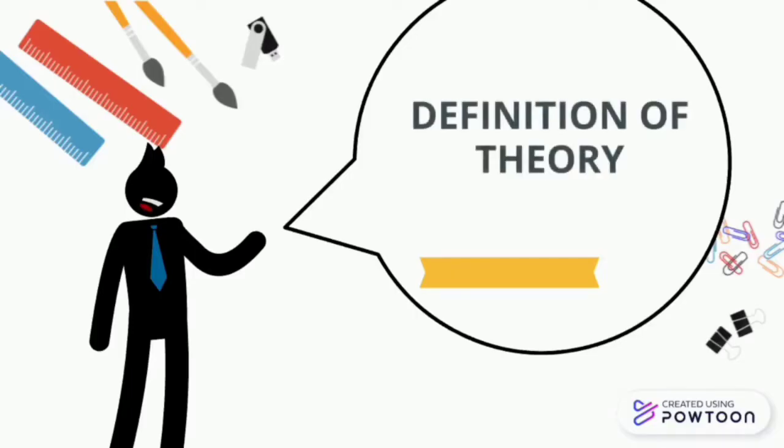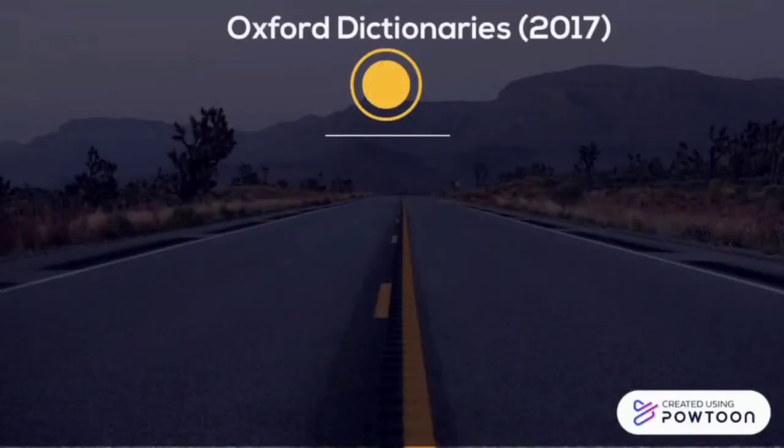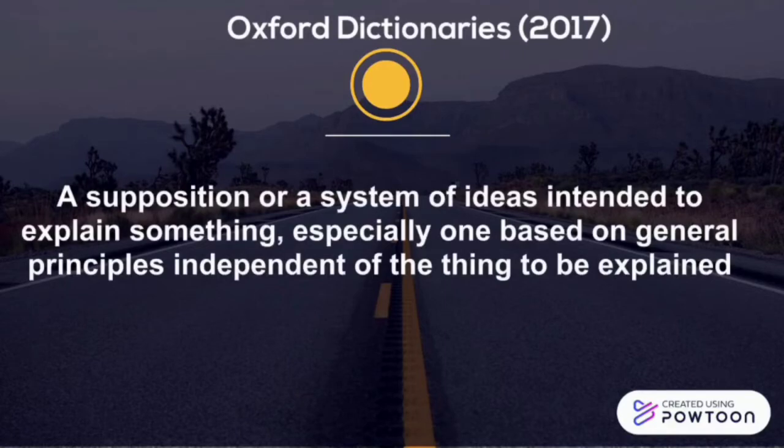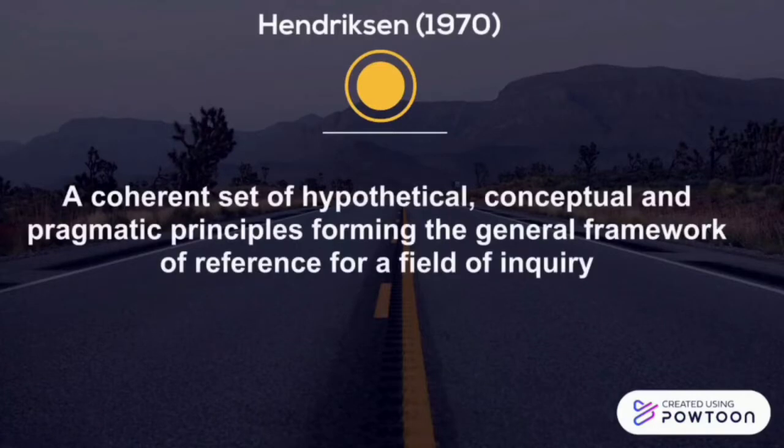Definitions of theory. Oxford Dictionaries 2017 provides various definitions of theory, including a supposition or a system of ideas intended to explain something, especially one based on general principle independent of the thing to be explained. The accounting scholar Henriksen, 1970, defines a theory as a coherent set of hypothetical, conceptual, and pragmatic principles forming the general framework of reference for a field of inquiry.